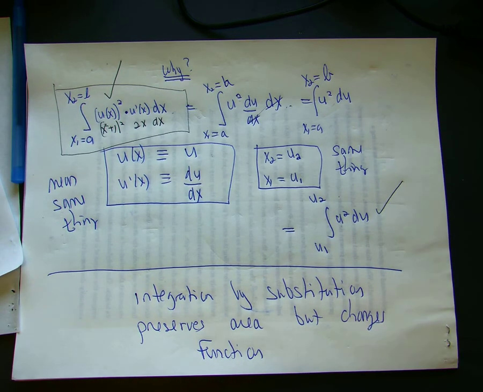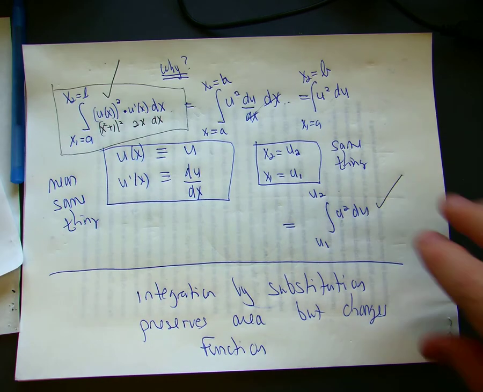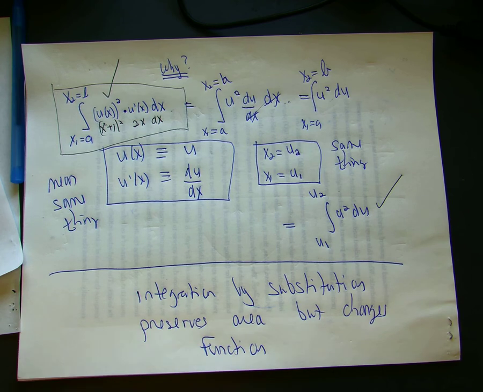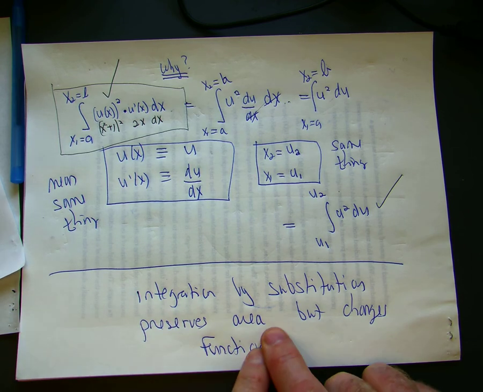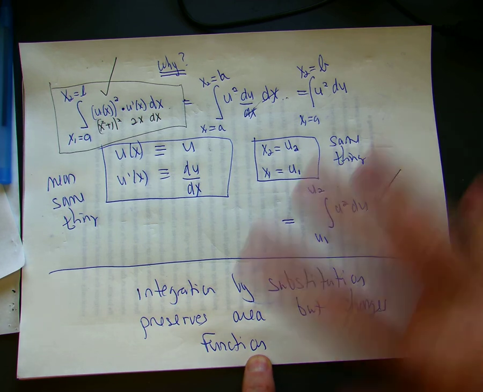And so what I'm trying to say here is that this is the algebra of why we get the same answer. And really what we're saying is that integration by substitution preserves the area, so it doesn't change the value of the integral, but it changes the function. So we're integrating different functions.